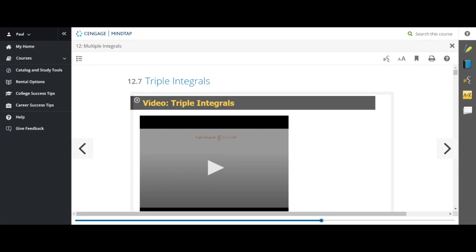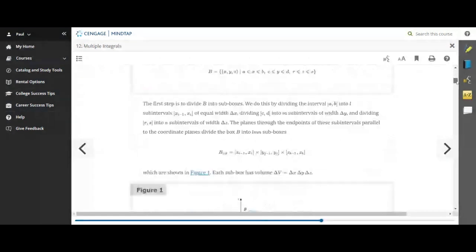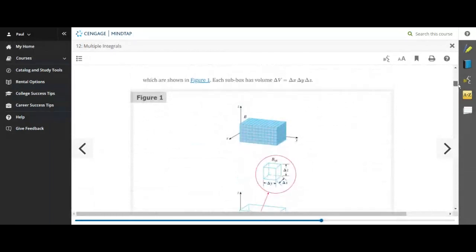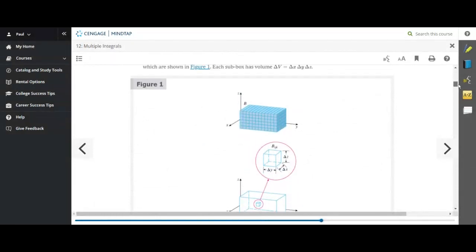In chapter 13, we actually bring everything together, all the concepts you've learned in chapters 9 through 12, and we're going to see a lot of applications. But triple integrals now is what we're talking about. So, okay, let's take a look here at figure 1.